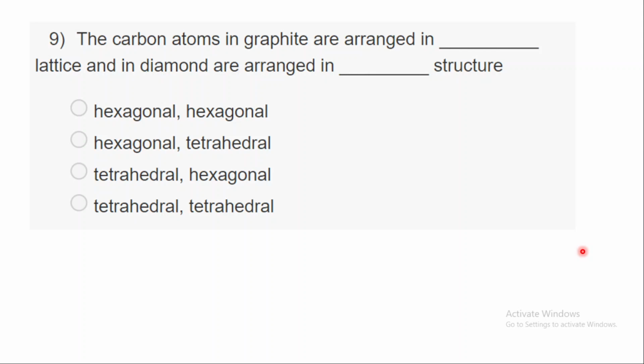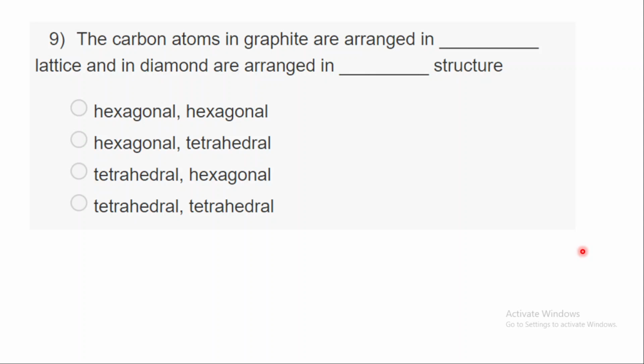The carbon atoms in graphite are arranged in dash lattice and in diamond are arranged in dash structure. Option A, hexagonal, hexagonal. Option B, hexagonal, tetrahedral. Option C, tetrahedral, hexagonal. Option D, tetrahedral, tetrahedral. Carbon atoms in graphite are arranged in which lattice and in diamond arranged in which structure?